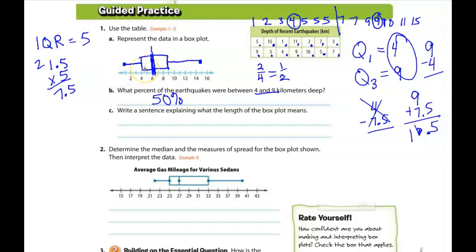Okay. So I want you to think about this. What was the most important thing that we need to remember about box and whisker plots? Think about that carefully. Answer that for me now, please.